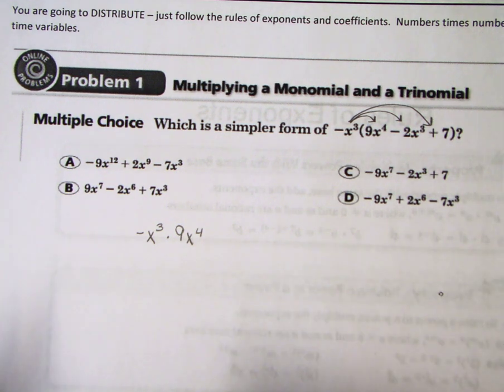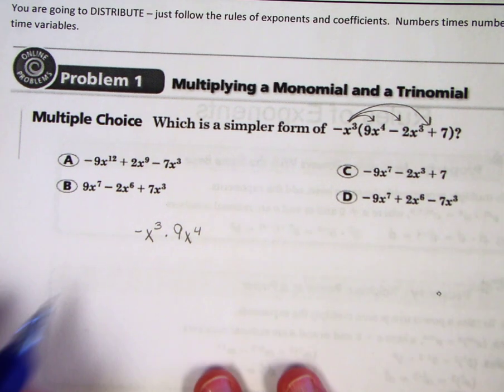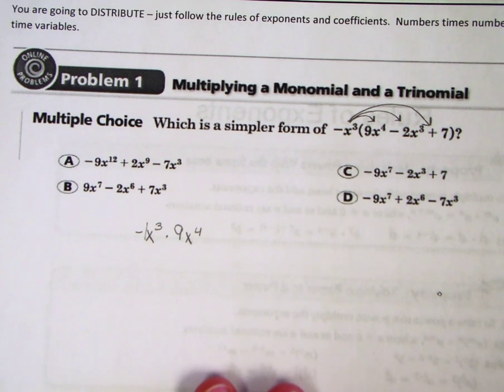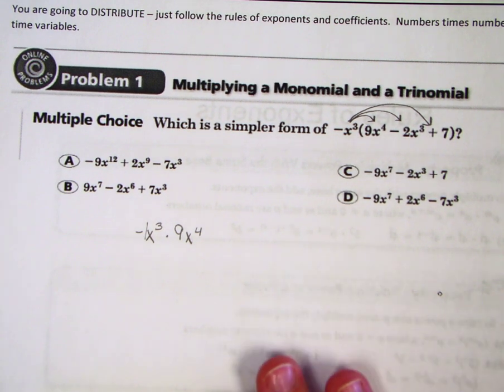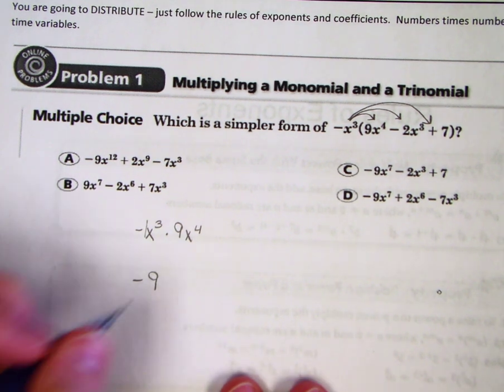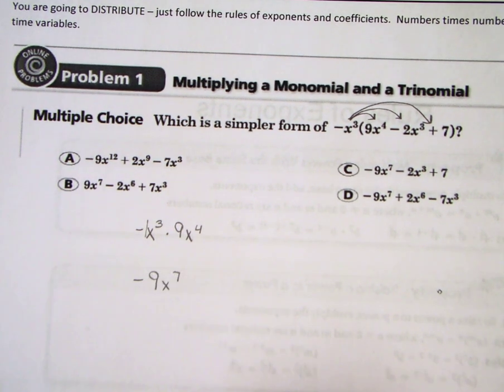What is negative x cubed times 9x to the 4th? Well, remember there's like a hidden 1 there. So it's negative 1x cubed times 9x to the 4th. Negative 1 times 9 is negative 9. X to the 3rd and x to the 4th becomes x to the 7th.